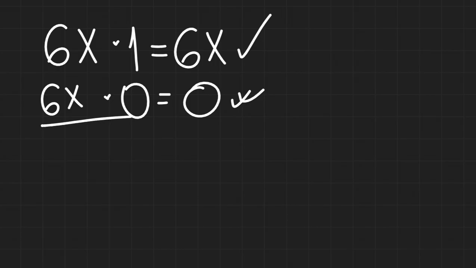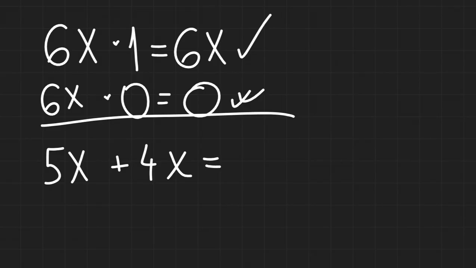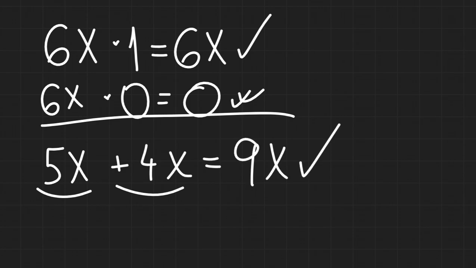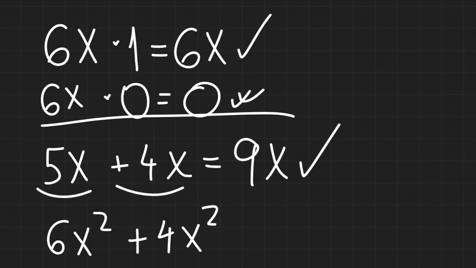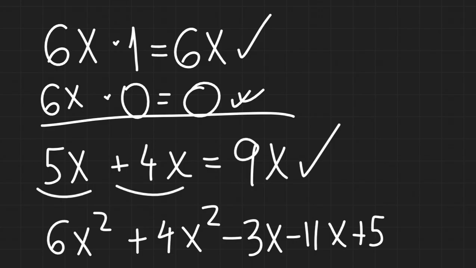The last thing we are going to revise is collecting like terms. So if we say, for example, 5x and then we add 4 more x's to it, be careful, this is addition, not multiplication. So 5 x's and 4 more x's, this is equal to 9x. All right, same thing. If we say, for example, 6x squared and let's say 4x squared and let's say minus 3x minus 11x plus 5.